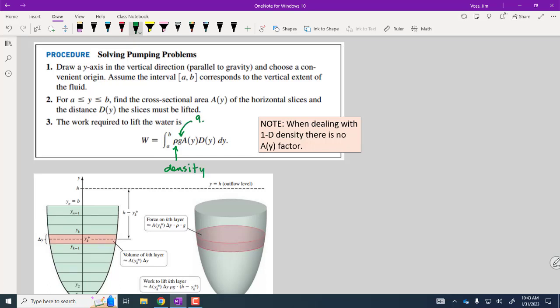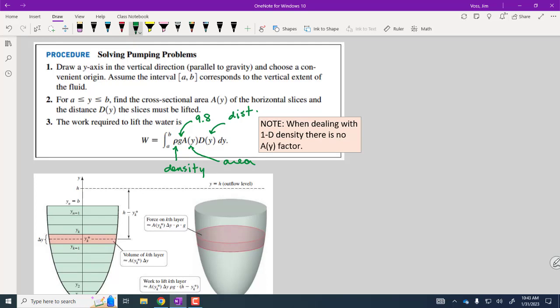Gravity, if we're dealing with meters, 9.8. This is the area of a cross-section. So that's area. This is distance traveled. And then you have your differential. So those are the things in there, and we need to make sense of those things.